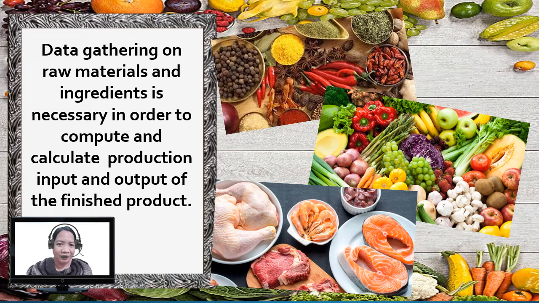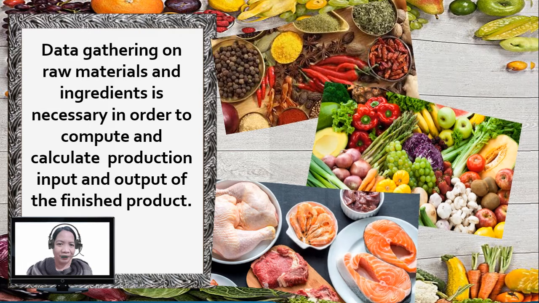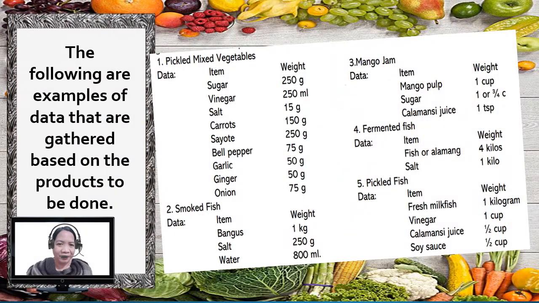Data gathering on raw materials and ingredients is necessary in order to compare and calculate production input and output of the finished product. The following are examples of data that are gathered based on the products to be done.